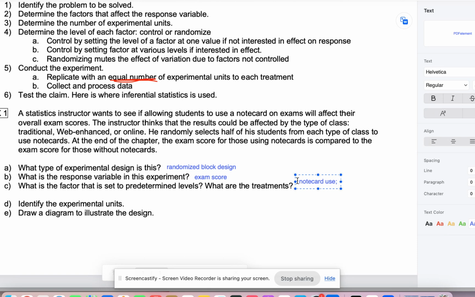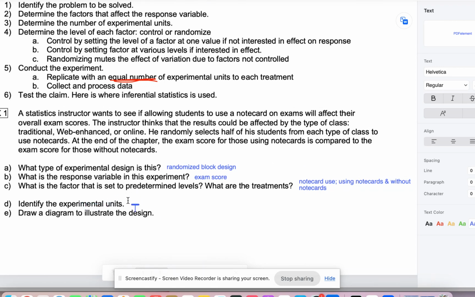The treatments are the groups that are part of note card use. So, in this case, the groups are using note cards and without note cards. Can't spell. So, note card use is the factor. The two levels are using note cards and without note cards.